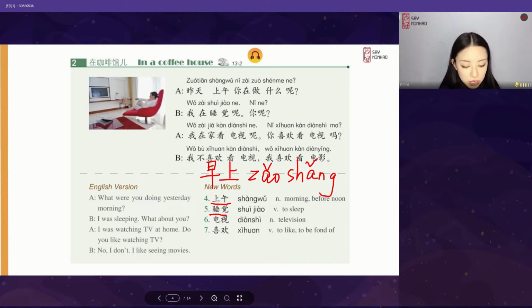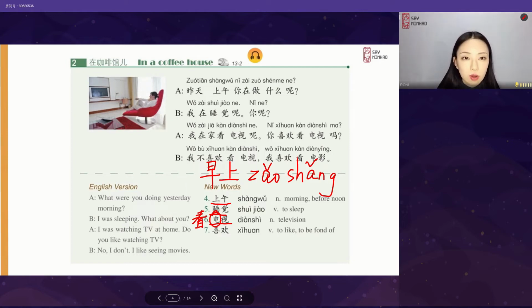Next one is 电视. Read after me, please. 电视, it means television. So watch TV is 看电视. Put 看 before it. And there are many words that consist of 电, which means electricity. And we've learned before the computer is 电脑, right? And the movie is 电影. And telephone, today we're going to learn it. It means 电话.